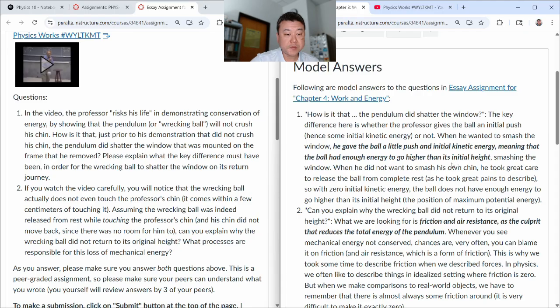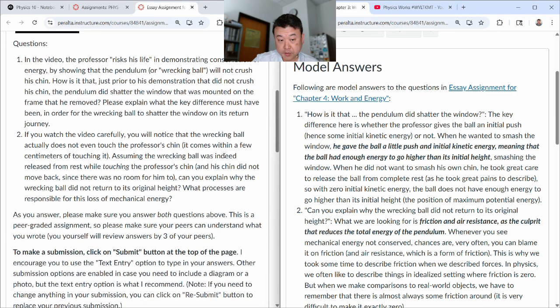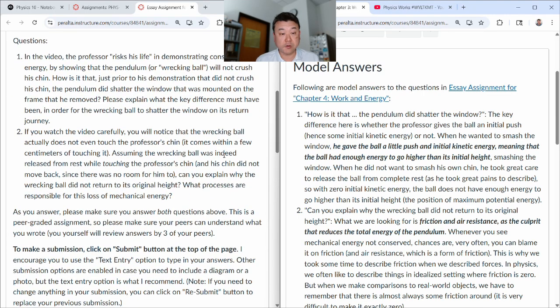Okay, question number 2. If you watch the video carefully, you will notice that the wrecking ball actually does not even touch the professor's chin. It comes within a few centimeters of touching it. Assuming the wrecking ball was indeed released from rest while touching the professor's chin, and his chin did not move back since there was no room for him to, can you explain why the wrecking ball did not return to its original height? What processes are responsible for this loss of mechanical energy?